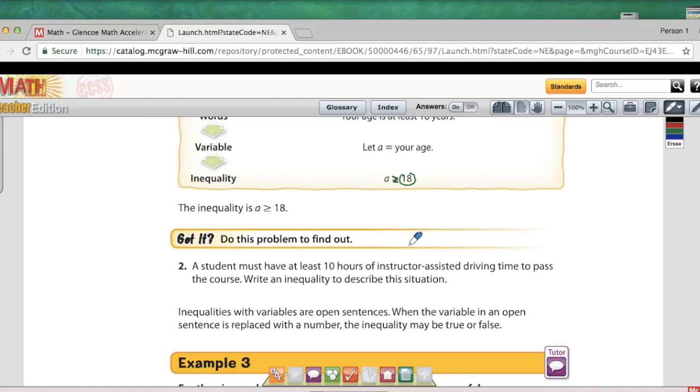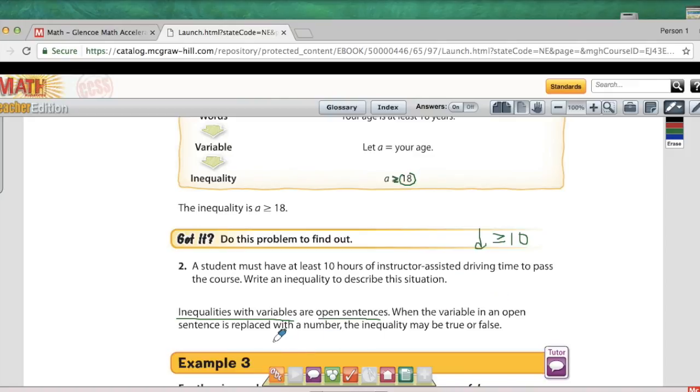A student must have at least 10 hours of driving time to pass the course. At least 10 hours, so it has to be greater than or equal to 10 hours of driving time. And the variable can be anything you want there, okay? These are called open sentences with variables. So inequalities with variables are called open sentences.